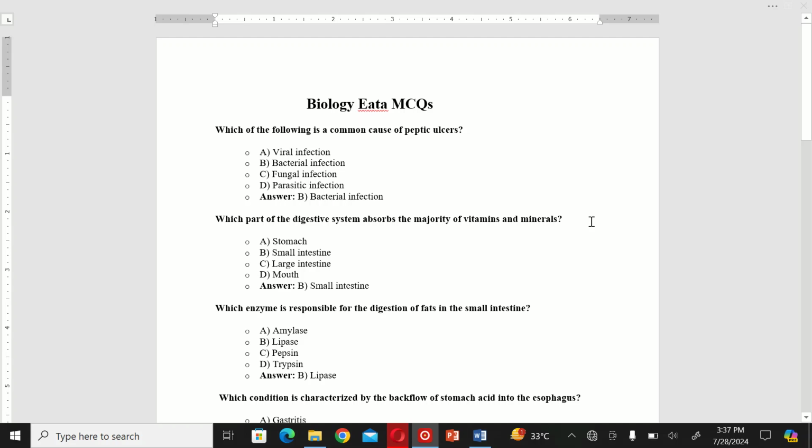Let's get started. So the first MCQ is: which of the following is a common cause of ulcer? A. Viral, B. Bacterial, C. Fungal. Infection. Correct option B, bacterial infection.